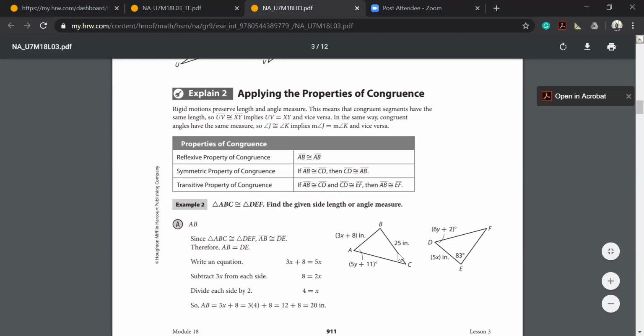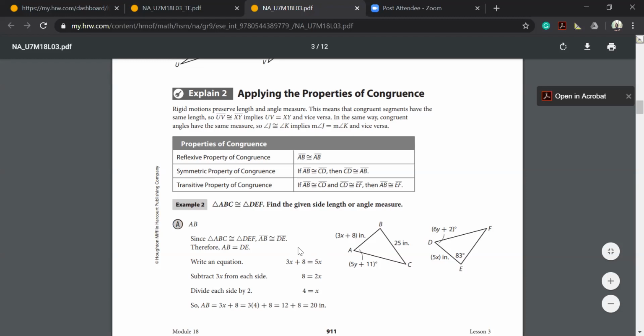Let's go and see. We are trying to find AB. AB is what? It is 3x plus 8 inch. And it's equal to what? To DE, which is 5x. So we can write an equation here: 3x plus 8 is equal to 5x. Then we solve the equation to find x. How to solve it?